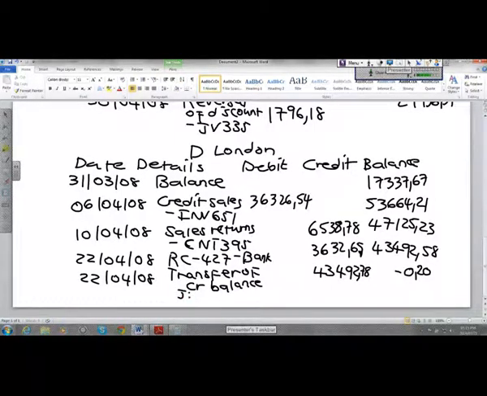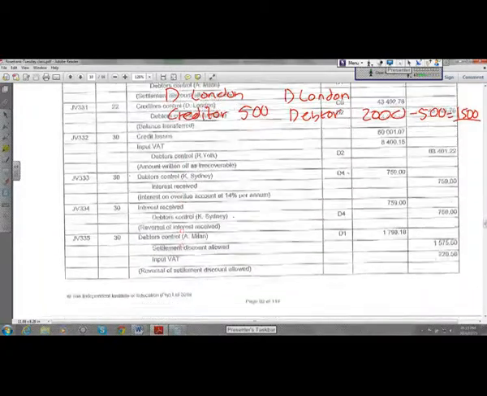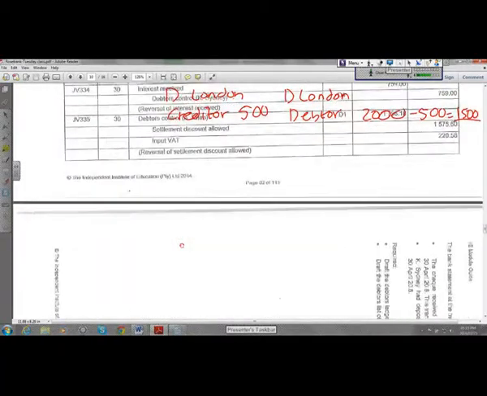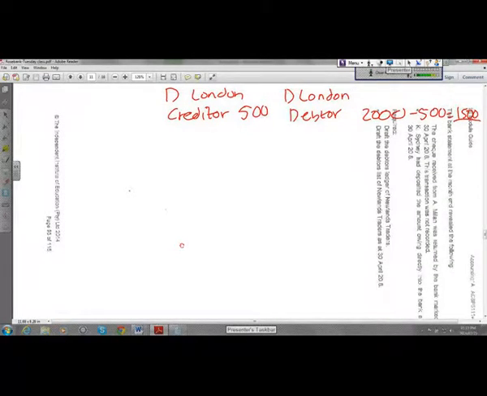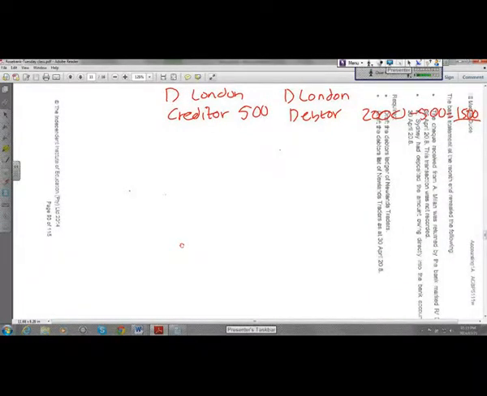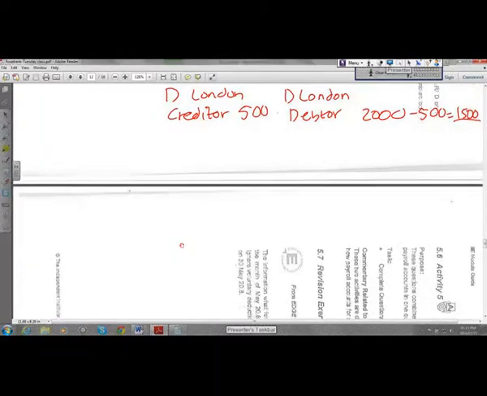JV331. So let's go and see if there is anything else involving London. Let's go down. Okay, so everything involving London has been sorted out. So we know the balances. Let's go back up to the question.